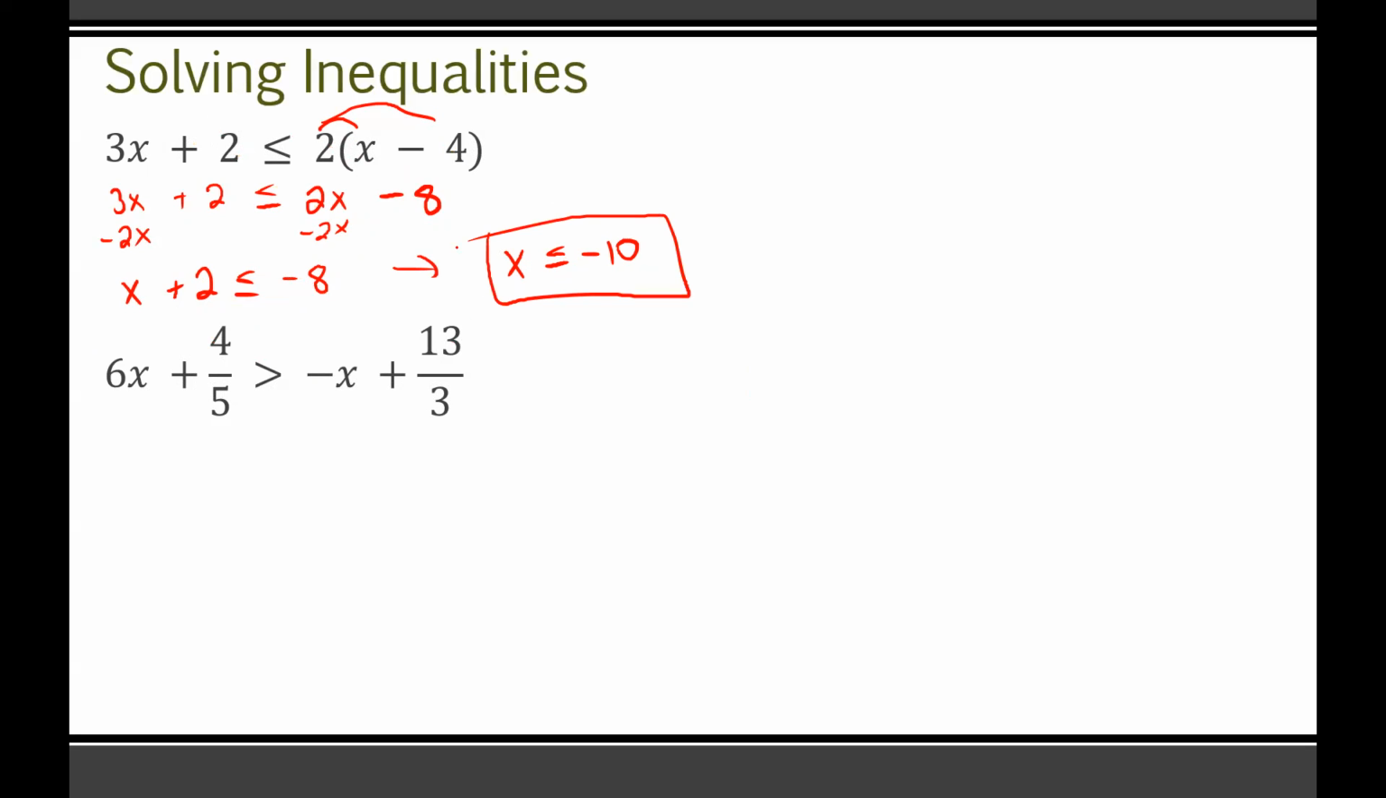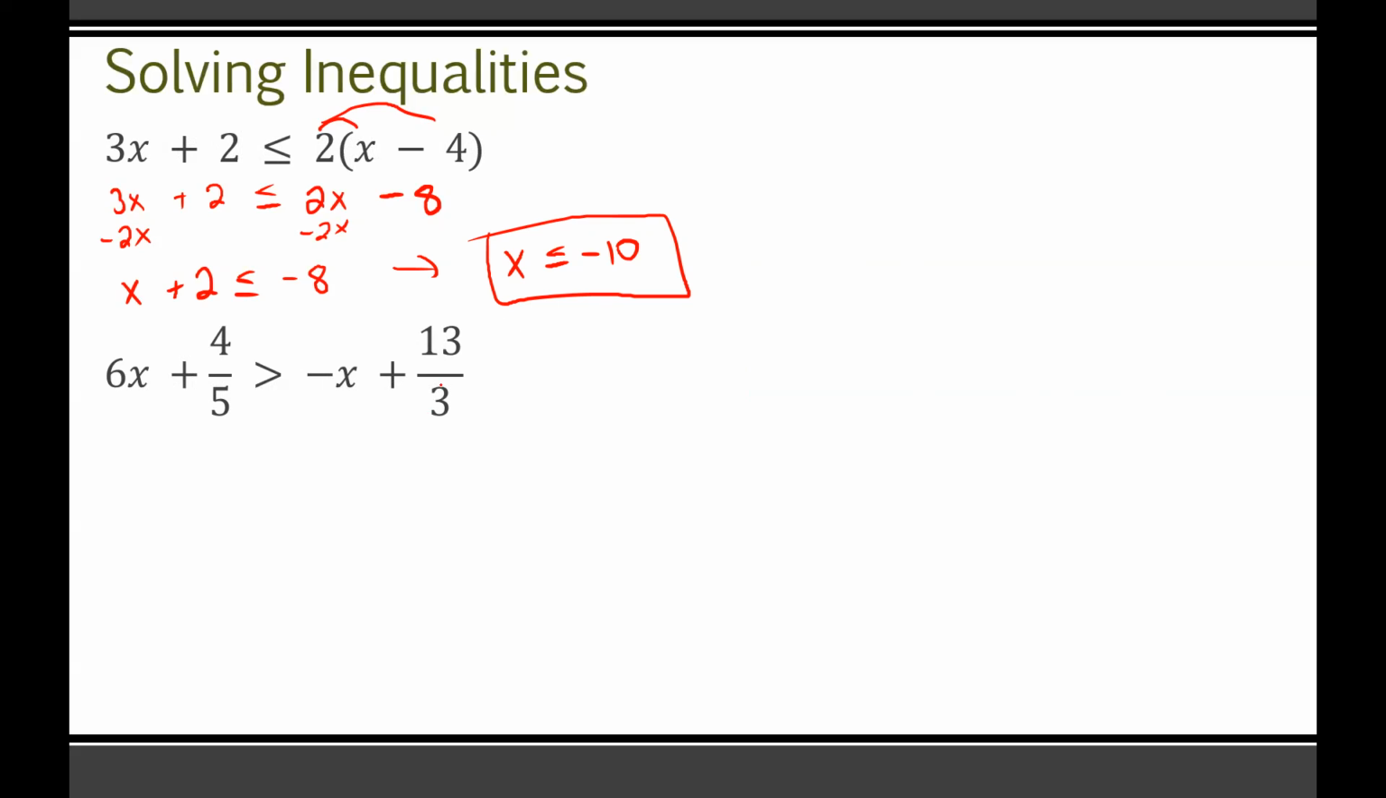If you're ever not sure, you can always start plugging some numbers in here. So a number that's less than or equal to negative 10 would be maybe negative 11, right? You could plug negative 11 in here and see if it works. I'm pretty confident it's going to work, so we don't have to worry about that. But if you ever want to do that, by all means, go for it.